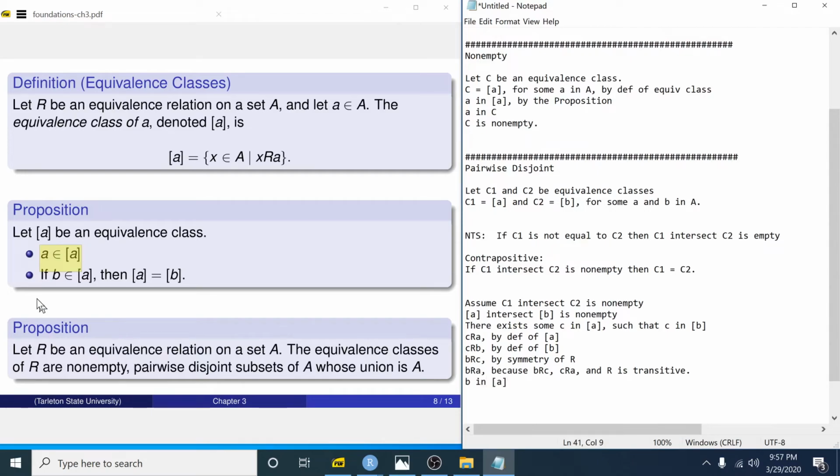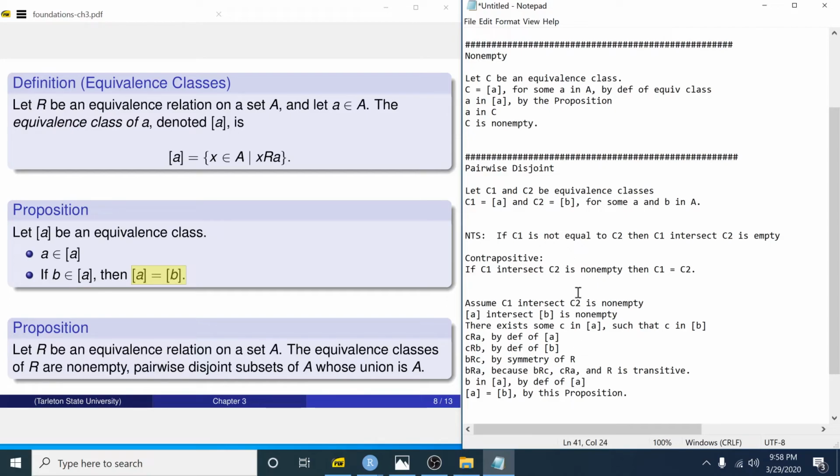But actually, you'll notice over here in this proposition, we proved that if B is in bracket A, then bracket A is equal to bracket B. So now we know that bracket A is equal to bracket B by this proposition on page 8 of the slides. Okay, and also this, I didn't put my justification on this line. B is in bracket A by definition of bracket A. That's what that would be.